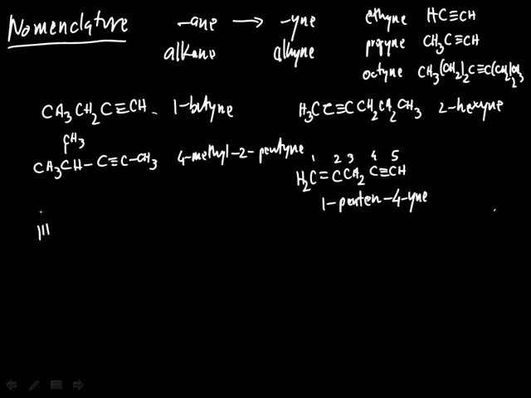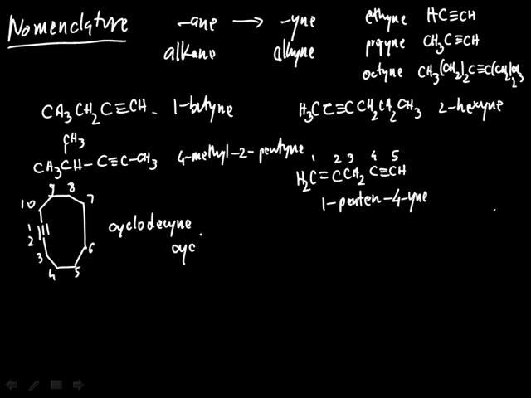There are cyclic alkynes out there as well, so this would be 1, 2, 3, 4, 5, 6, 7, 8, 9, 10. This would be cyclodecyne. And because of the strain that gets introduced into this ring in the presence of the linear triple bond, cyclooctyne is the smallest stable cycloalkyne.